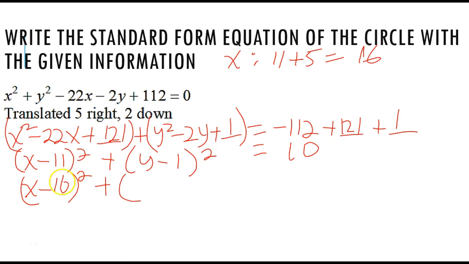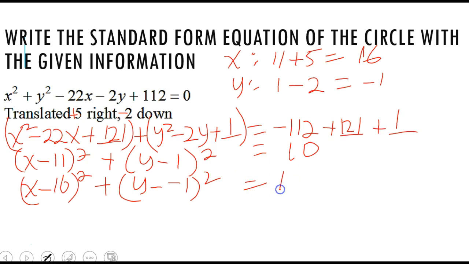Okay, for y, it has 2 down. Y goes up and down. Since it has 2 down, it's going to be minus 2. So we subtract 2 from the default, which is 1. So for y we do 1 minus 2, and that gives us negative 1. So here we're going to have y minus negative 1, equals 10. The squares stay the same.